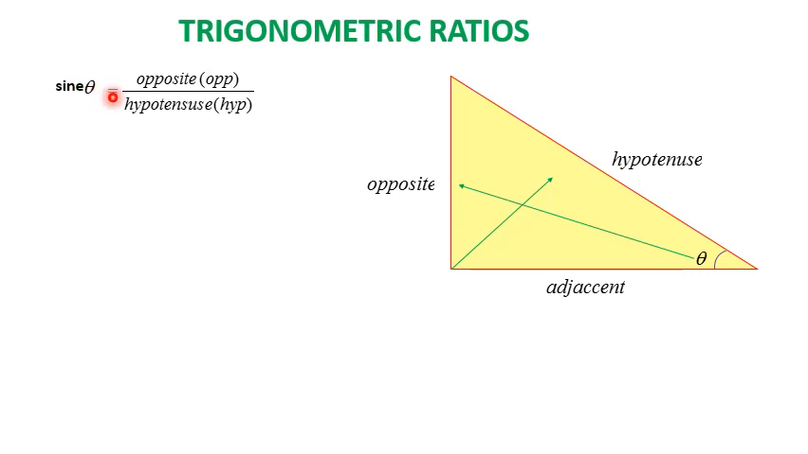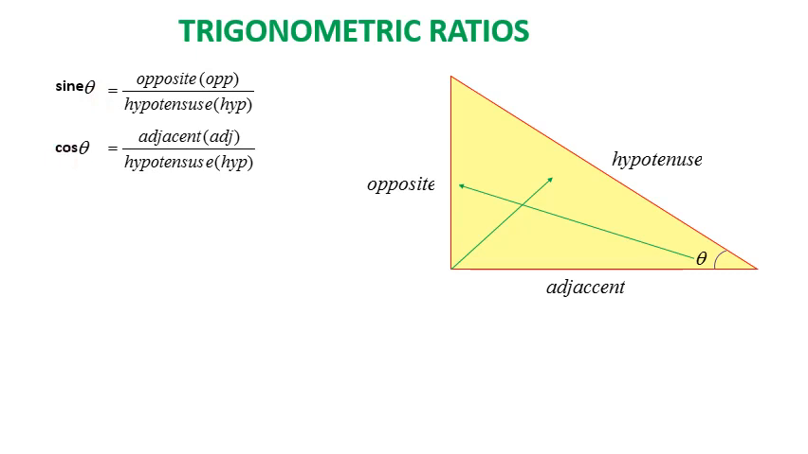Sin theta is equal to opposite divided by hypotenuse, or opposite side divided by hypotenuse. In short, we can write OPP divided by HYP. So sin theta is equal to opposite side divided by hypotenuse. You have to take the measurement of the hypotenuse, and you have to take the measurement of the opposite side. When you substitute it into this formula, you will get the value for sin theta.